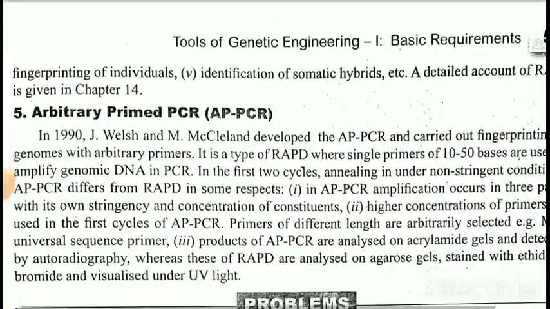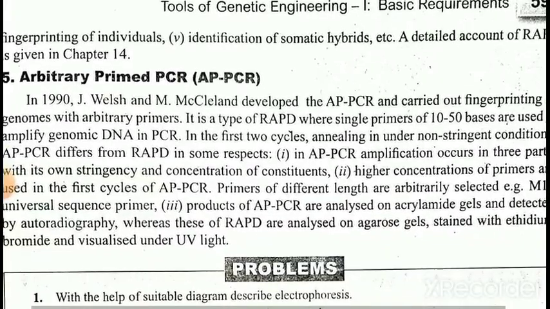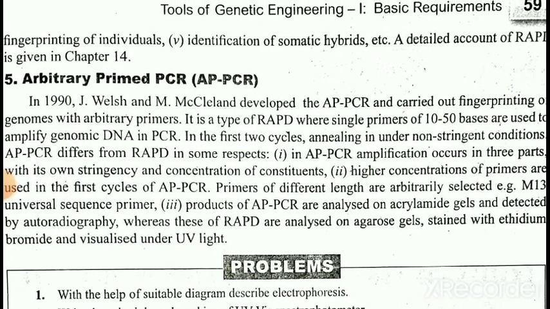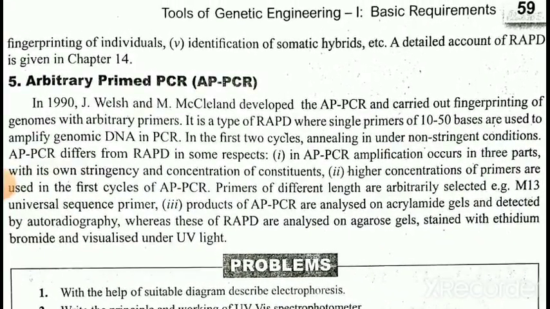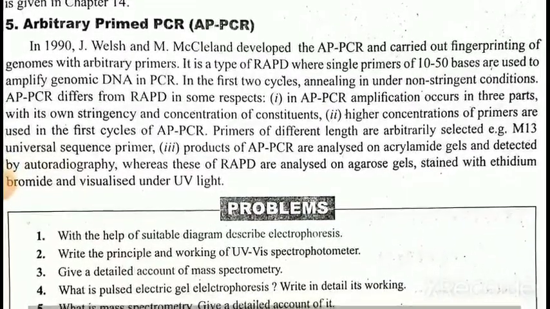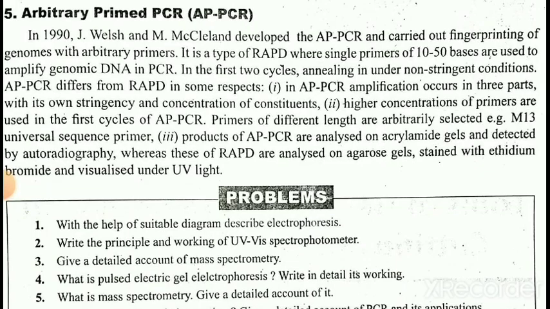5. Arbitrary primed PCR, AP-PCR. In 1990, J. Welsh and M. McClelland developed the AP-PCR and carried out fingerprinting of genomes with arbitrary primers. It is a type of RAPD where single primers of 10 to 50 bases are used to amplify genomic DNA in PCR. In the first 2 cycles, annealing is under non-stringent conditions.